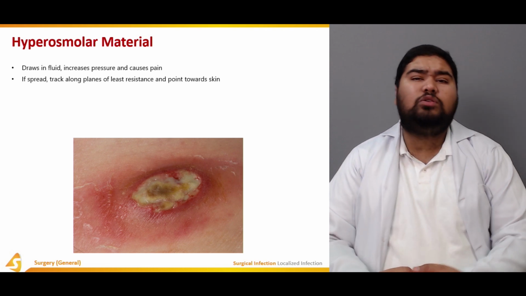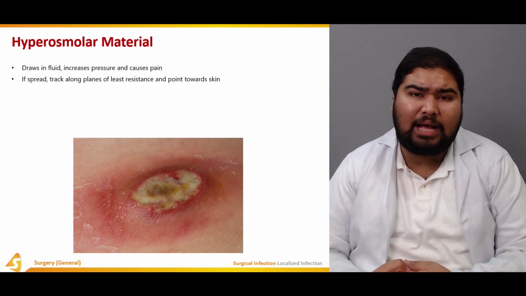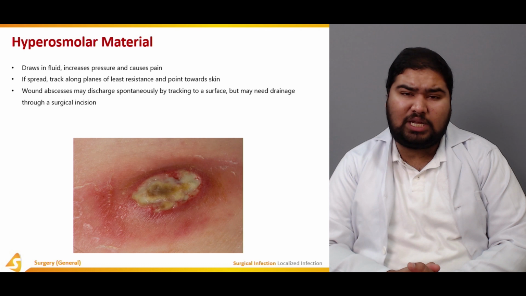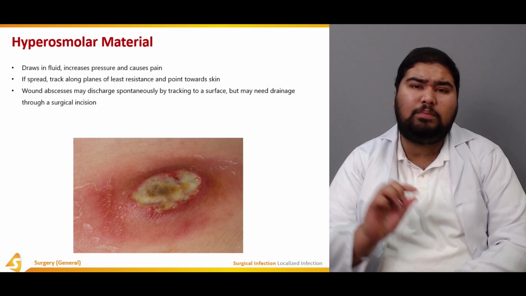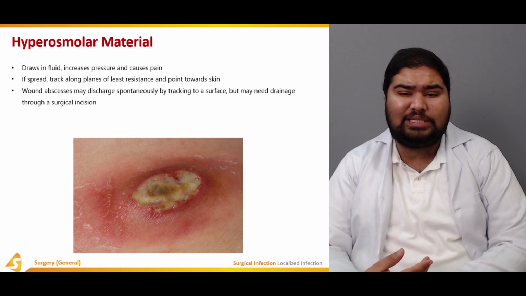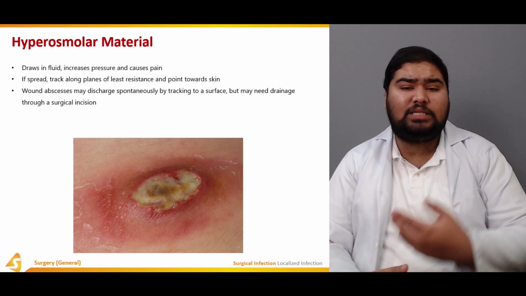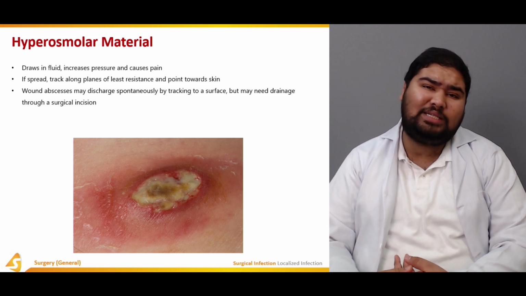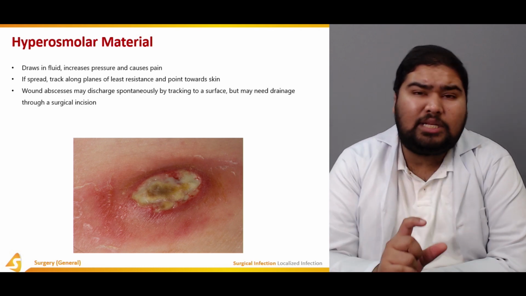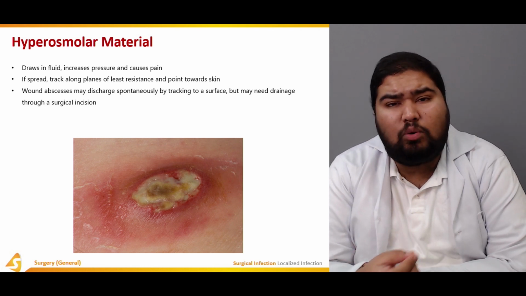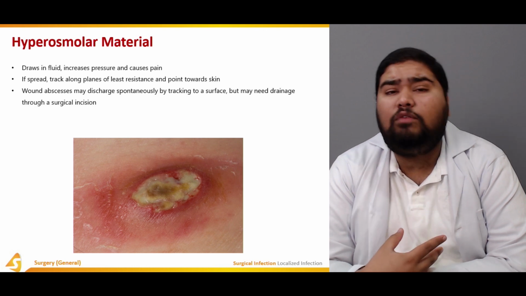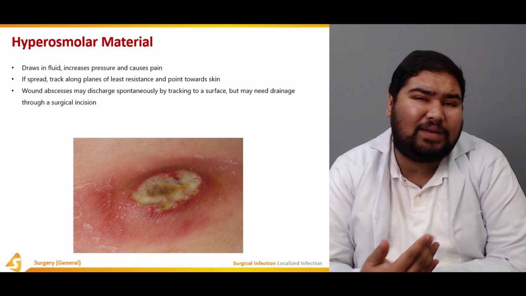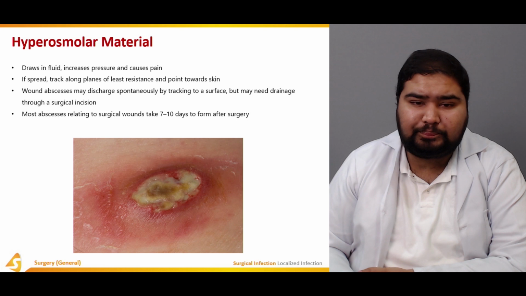the skin. So this is how a channel is made from the abscess, and the abscess is drained. So the wound abscess may discharge spontaneously through the channel that was made along the path of least resistance towards the skin, and they may discharge by spontaneously tracking to a surface, but may need drainage through a surgical incision. The abscess may drain itself through a tiny opening in the skin. However, all of the contents of the abscess are not completely drained. So to completely drain the abscess, you need surgical incision.